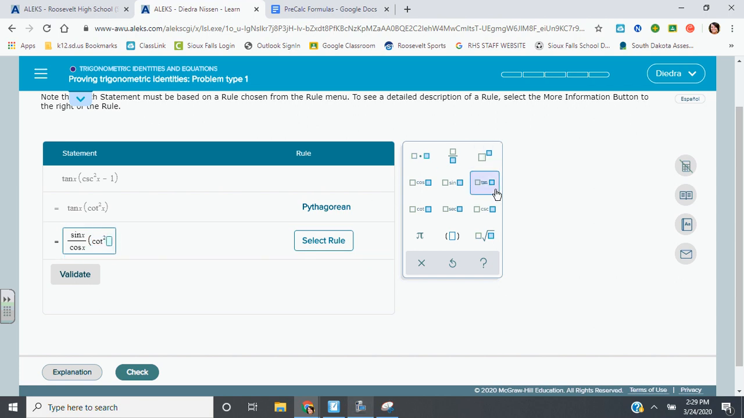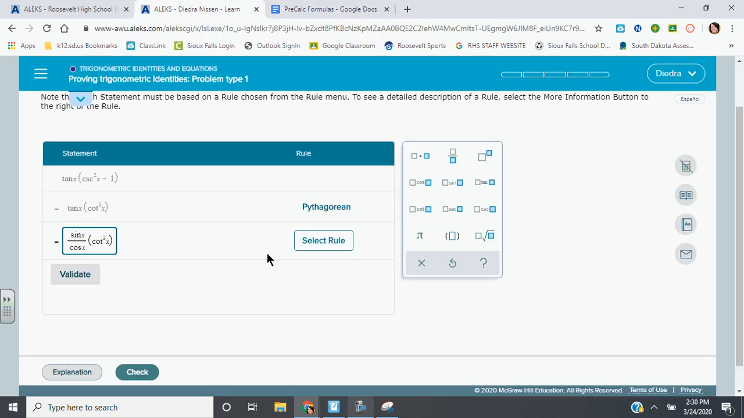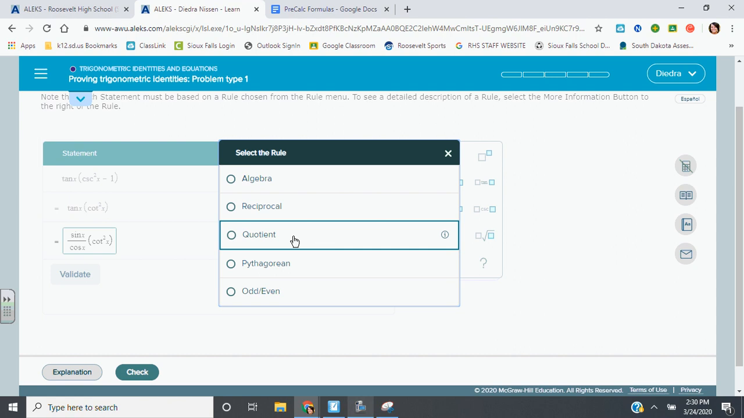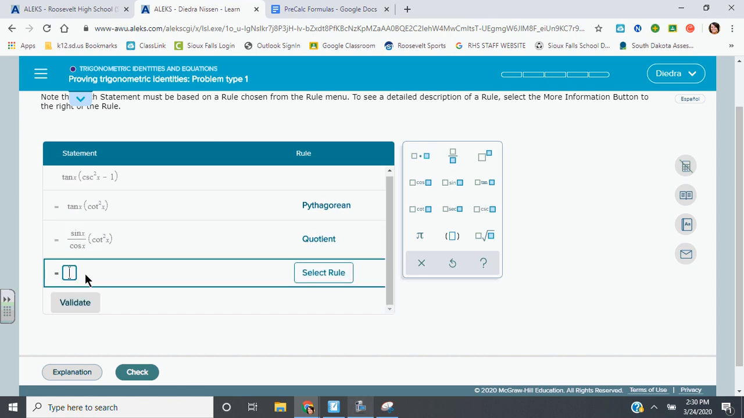And then I'm going to leave that right-hand side as cotangent squared x. Now, what I did was I changed tangent to sine over cosine, and that's going to be one of our quotient identities. Dividing sine over cosine is going to give us tangent. So I'm going to click that and then hit quotient and validate, and it worked.